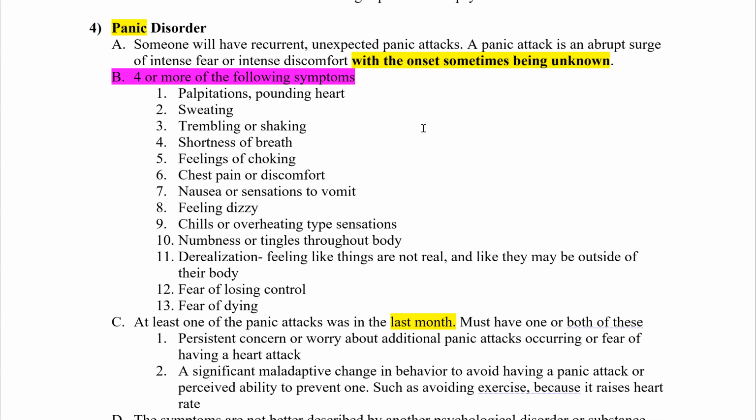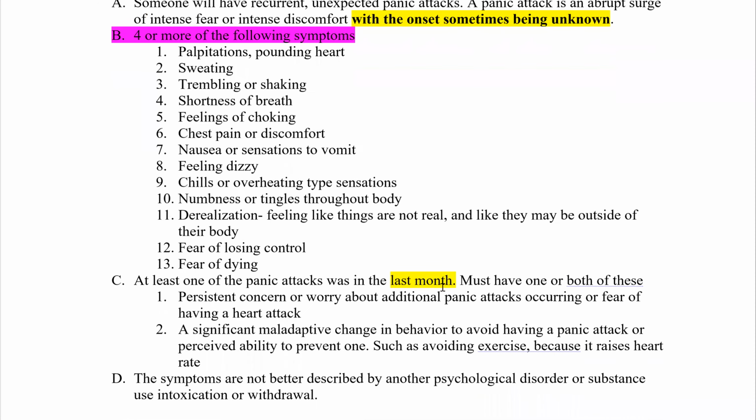So, a lot of physiological symptoms that occur within the last month, so 30 days or longer, and they have to have one or both of the gatekeepers: persistent worry about having another panic attack or heart attack, or they need to make changes within their life to reduce the likelihood of having a panic attack or experiencing the same sensations that a panic attack would have had on them.